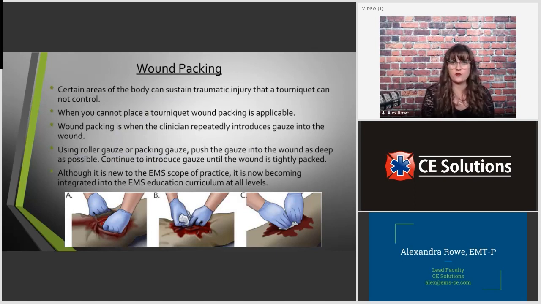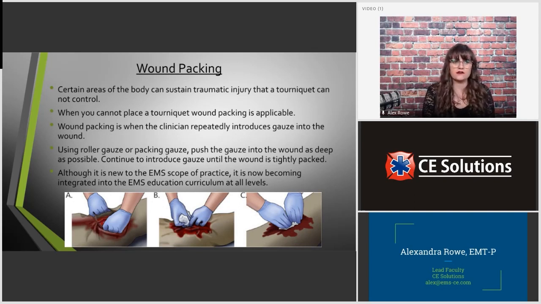Wound packing is another great way for bleeding control. Make sure you follow your protocols with any of this stuff. It's not super widely used in the EMS world, but it is gaining traction, especially with the Stop the Bleed class. It's relatively new to the EMS scope of practice. But there are areas on the body that a tourniquet can't really control. So what are you going to do? You can't use a tourniquet, so let's go ahead and wound pack. Use some gauze and pack it into the wound repeatedly.